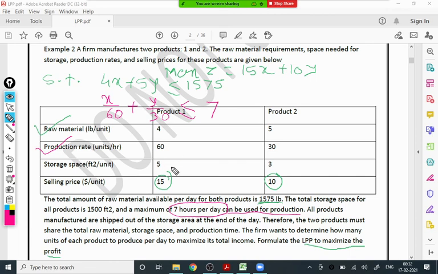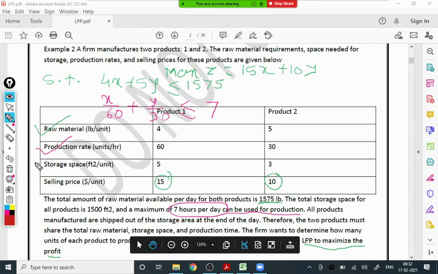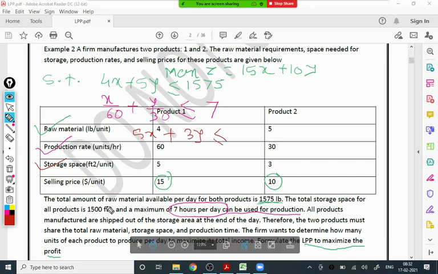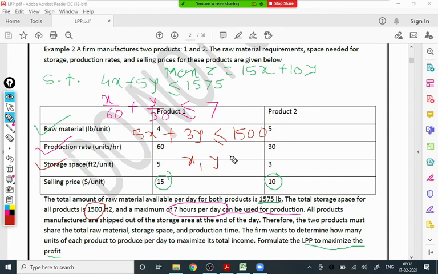Then next is the storage space constraint. We have 5 square feet per unit, so 5x plus 3y is less than or equal to 1500 square feet. We got all these constraints, and x and y should be greater than or equal to 0, non-negative. So we have this objective function subject to constraints 1, 2, and 3. There are 3 constraints, and x and y are again non-negative. So that is the formulation of the LPP here.